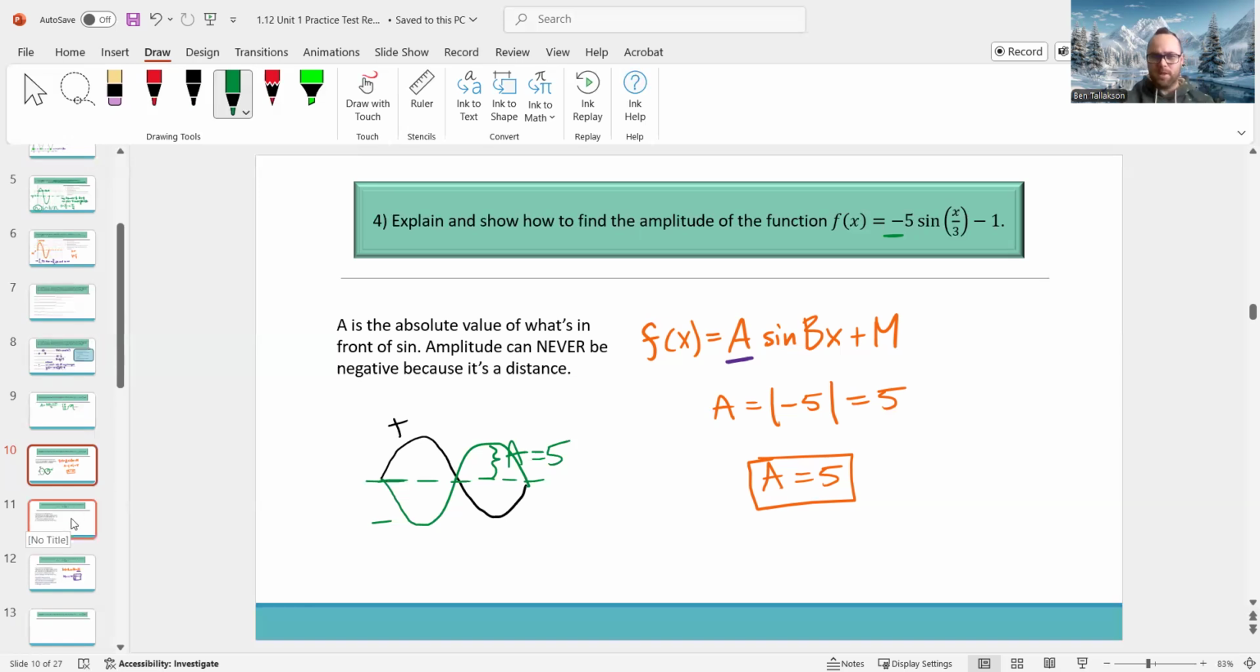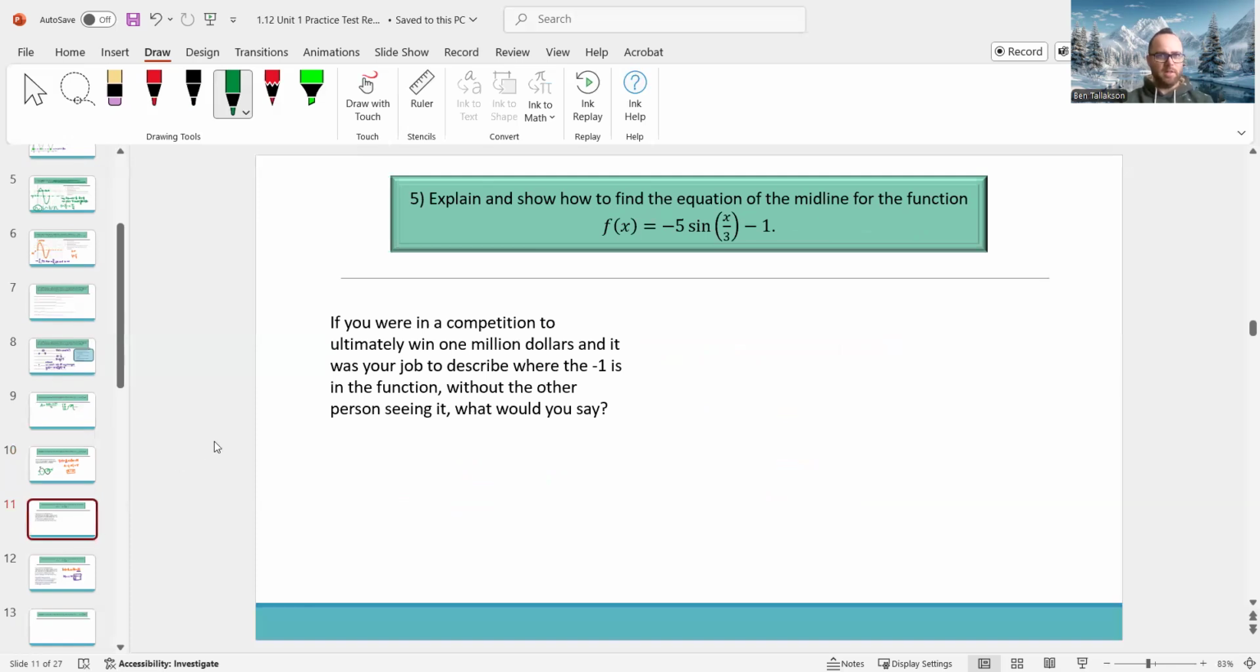Two more problems today. You're doing great. Let's keep practicing. Explain and show how to find the equation of the midline for the function here.